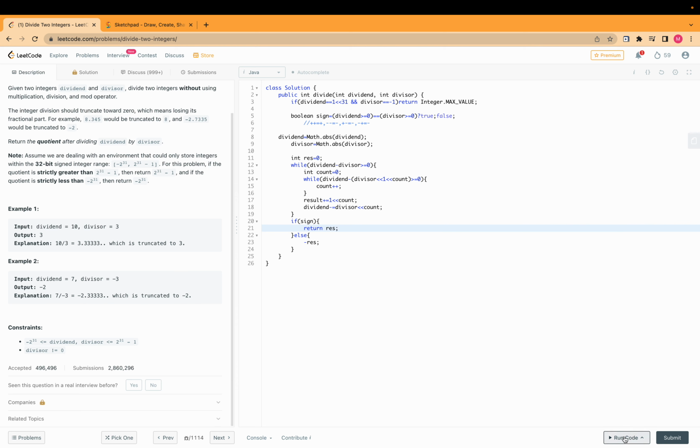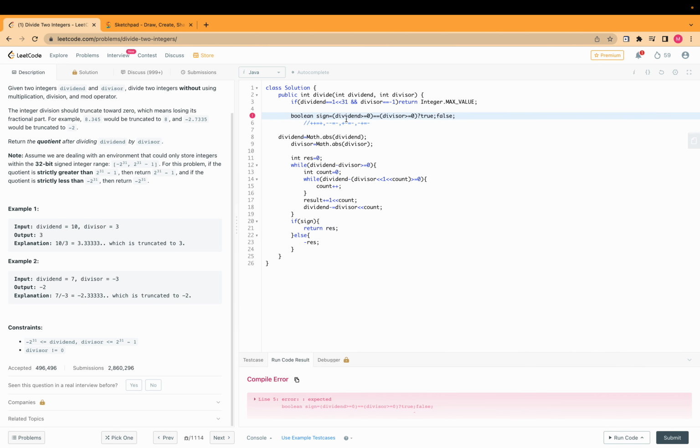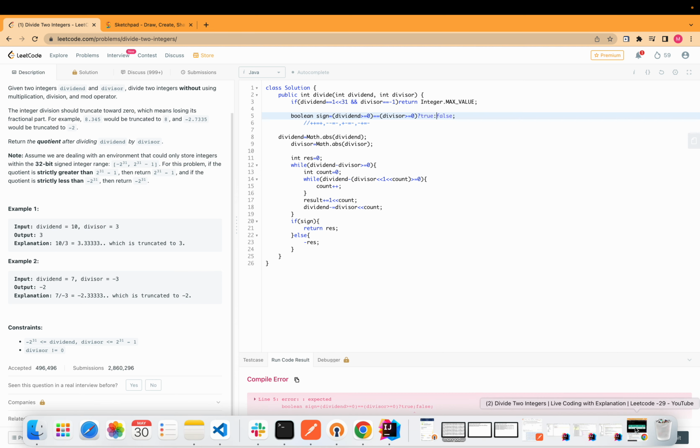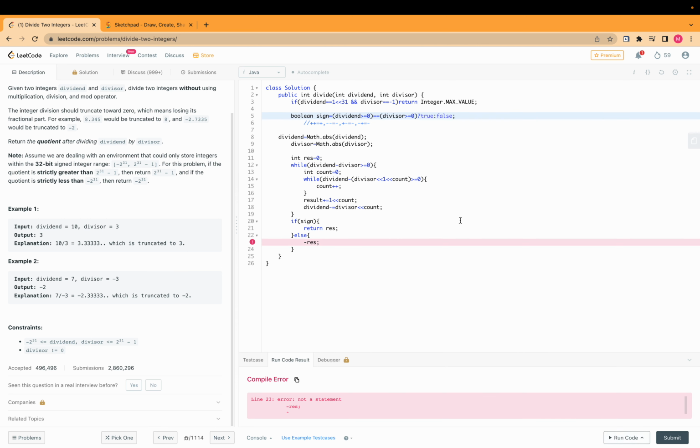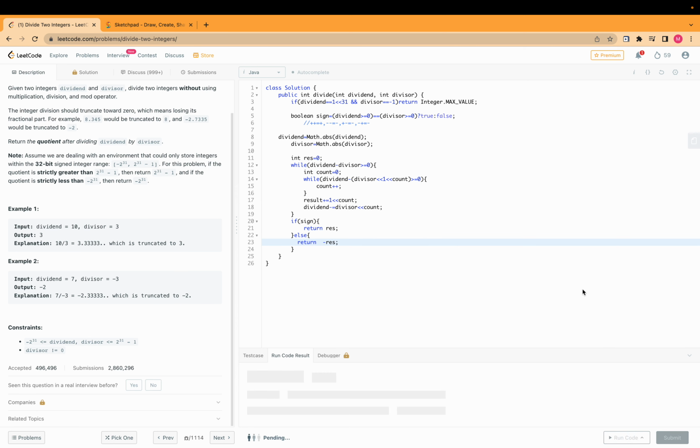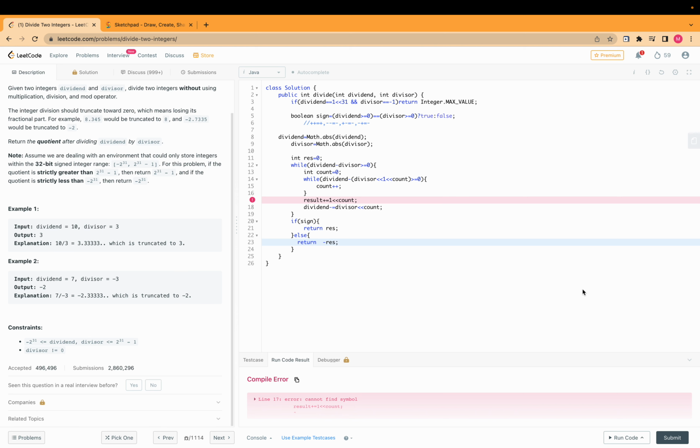So let's run this. Okay, boolean sign, where did we go wrong? Okay, over here, this is this. Let's run this again. Okay, it is res. What is wrong with this? We have to return this. Same here, typo.